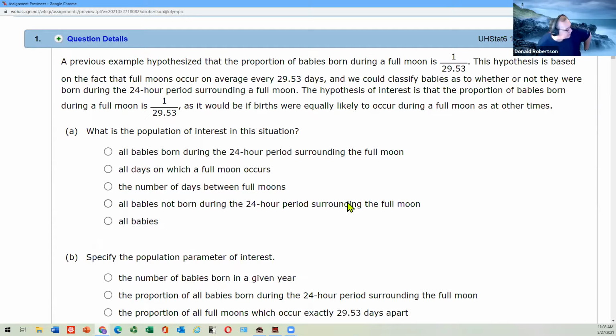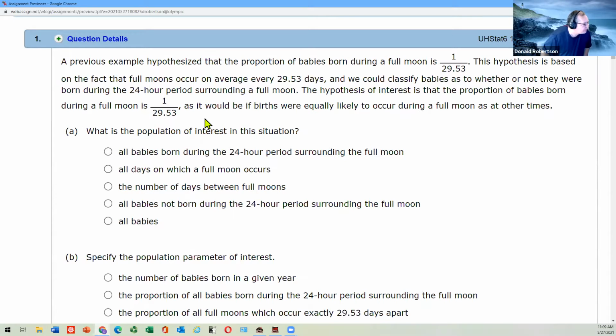So an example hypothesized that the proportion of babies born during the full moon should be 1/29.53, and they got that because that's essentially what fraction of the month is a full moon. Full moon's about 29, 30 days on average. If babies are born during this full moon, that's one of the days. So you'd expect, if the full moon had nothing to do with babies being born, then the answer would be 1/29.53.